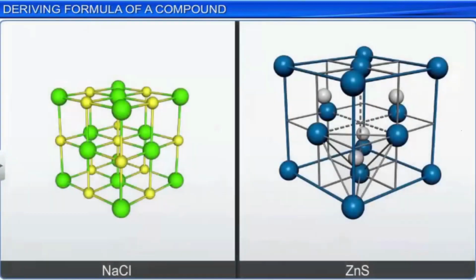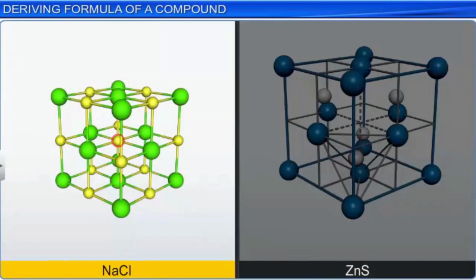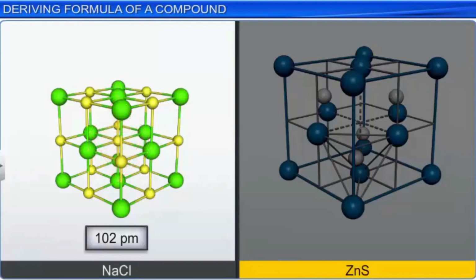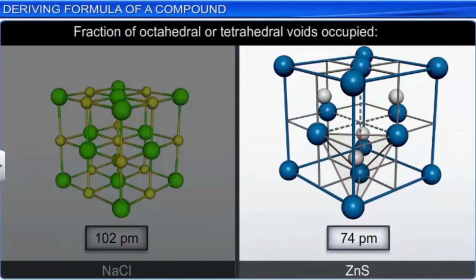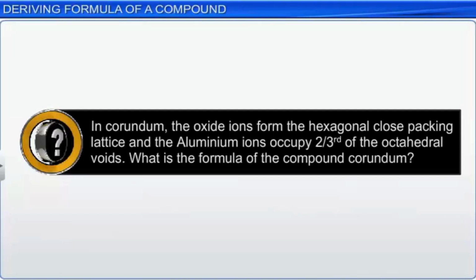For example, sodium ions having size of 102 picometers occupy the octahedral voids in a sodium chloride lattice, and the zinc ions with size of 74 picometers occupy the tetrahedral voids in a zinc sulfide lattice. The fraction of octahedral or tetrahedral voids occupied in a given lattice depends upon the chemical formula of the compound. To have a better understanding of the concept, let us work on a few problems.